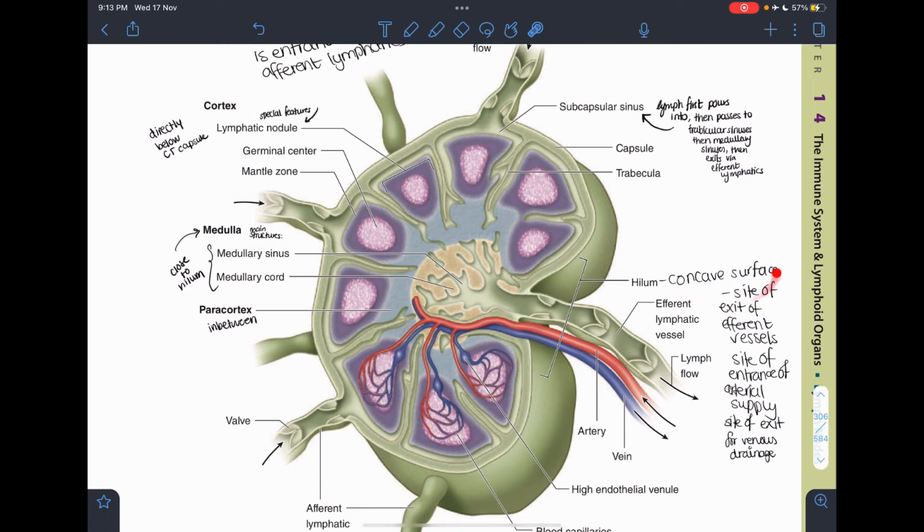The concave surface is where the hilum is, and it's also a site, as you can see here, for exit of efferent vessels, like we said. It's a site of entrance of arterial supply, which goes through here to supply the cortex and the lymph node in general, and it's a site of exit for the venous drainage.